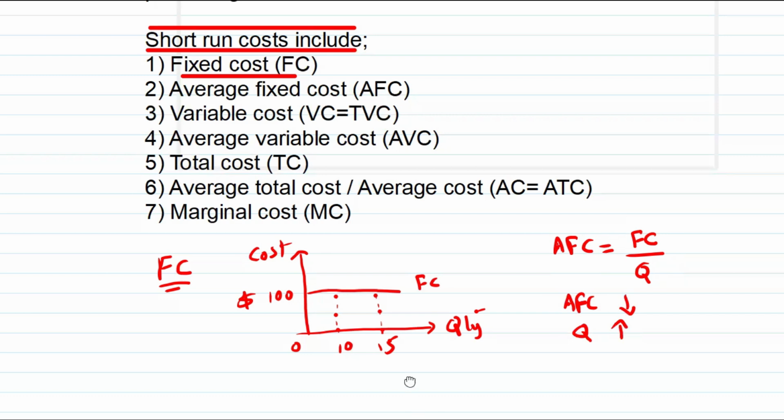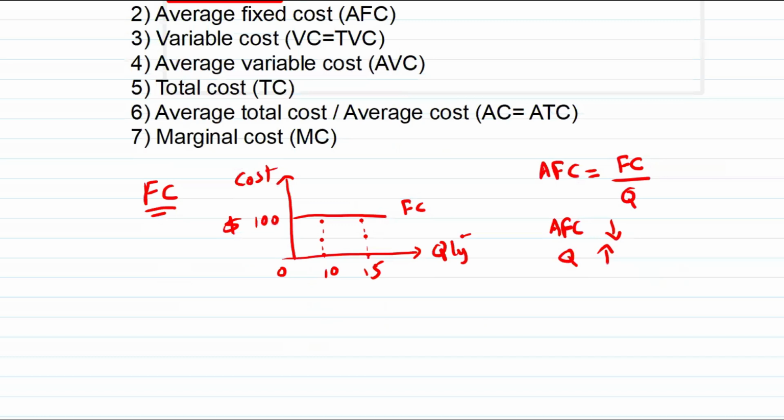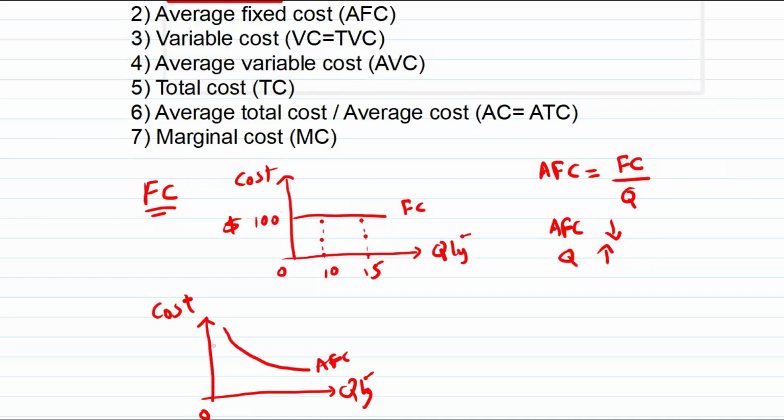If we make the graph for average fixed cost, then it will look like this. We have cost on y-axis and we have quantity or output produced on x-axis. So this is origin point, quantity on x, and on y we have cost. And average fixed cost looks like this. So average fixed cost decreases with the rise in output. Let's say initially at output 10, for example, average fixed cost was also 10. If we increase output from 10 to 12, average fixed cost may decrease to 8, and so on and so forth.